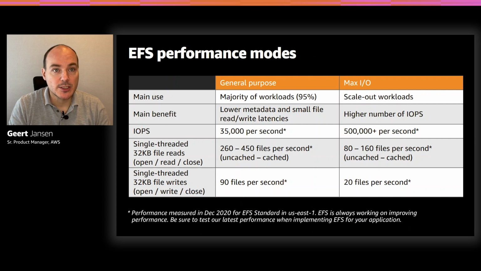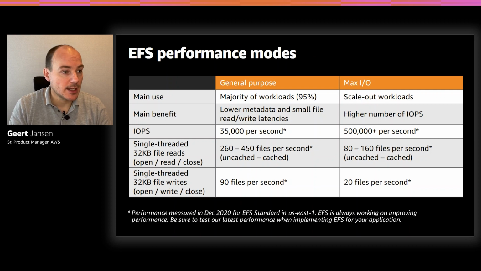So on the reads, what we did is we wrote a simple benchmark. It reads 32 kilobyte files as fast as it can. And on general purpose mode, this benchmark achieves approximately between 260 and 450 files per second. 260 is in the case where you first run the benchmark and everything is not cached. And then the second time, the 450 corresponds to when the data for those files is cached by the local operating system. On max I/O, the same benchmark gives between 80 and 160 files per second.